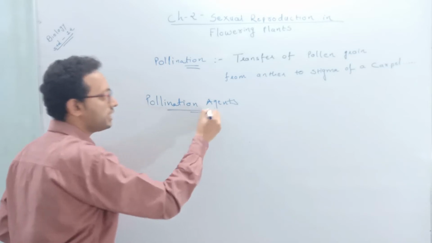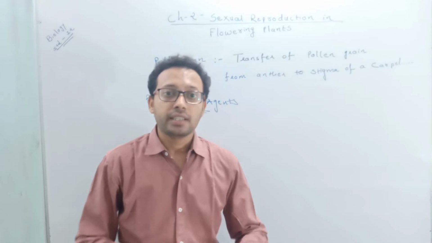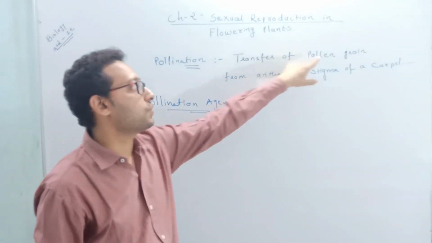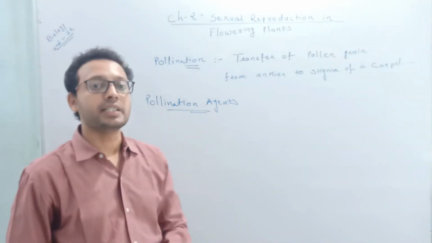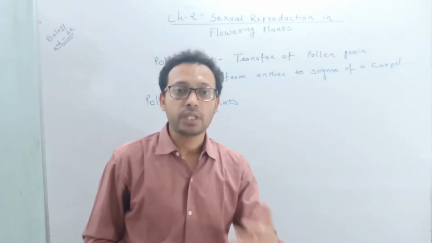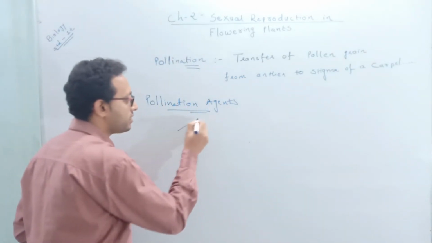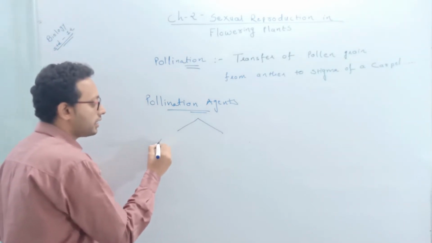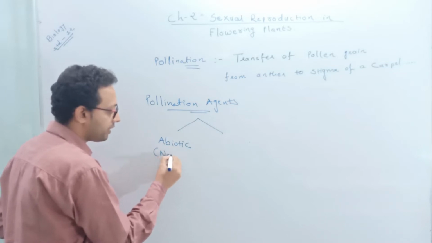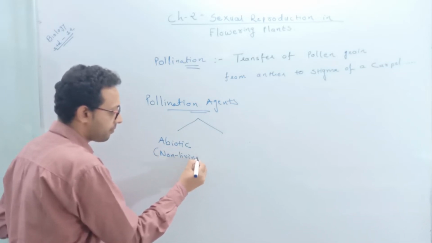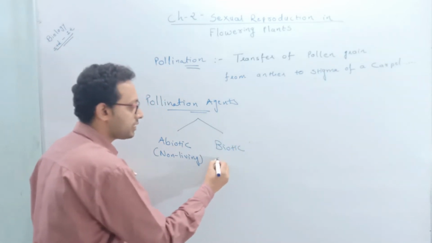So what are pollination agents? Pollination agents are the agents or carriers that help in the transfer of pollen grain from anther to a stigma. They are called pollination agents. So now a question comes to our mind: who will help? There are two kinds of pollination agents. First is abiotic pollination agents. Abiotic means non-living. And the second one is biotic pollination agents, that means living.